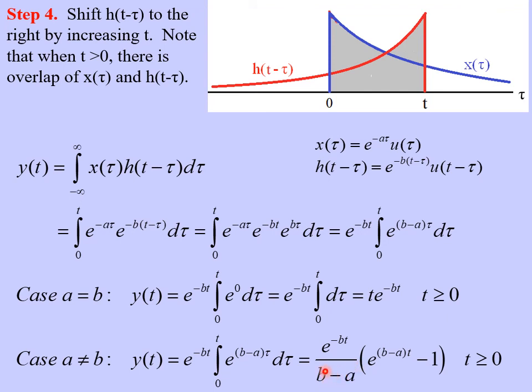So the b minus a goes under here in the denominator, and then what we're left with is, when you integrate an exponential function, you end up with the exponential function e to the b minus a tau, and when you evaluate it from 0 to t, we end up with this in parentheses. So be sure that you can do these. This is just some basic calculus of doing an integration. You end up with e to the b minus a t minus 1 in parentheses. So here's our answer for the case where a is not equal to b.